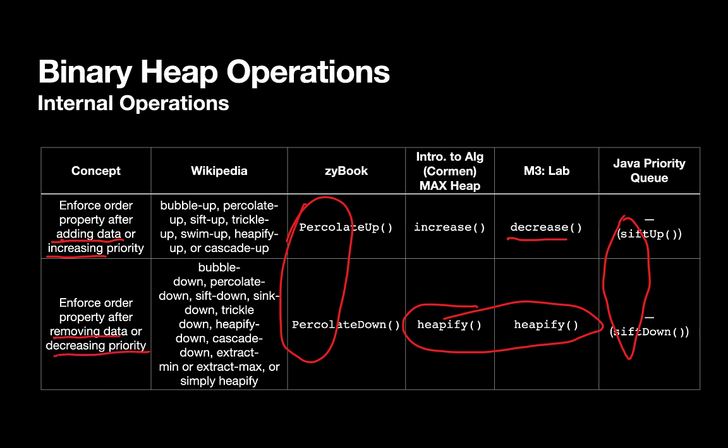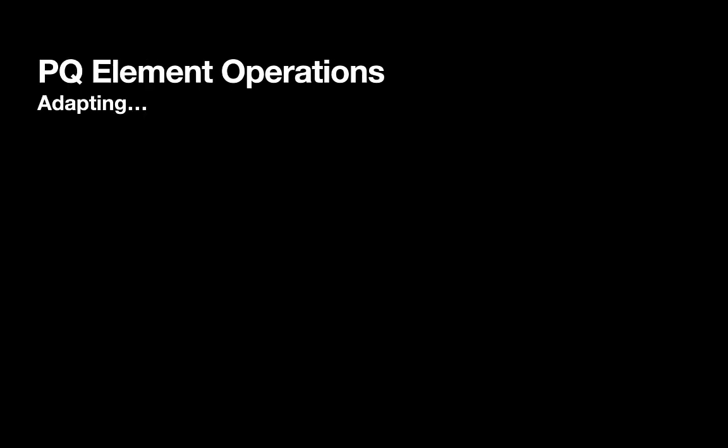And also the idea of removing data or decreasing the priority. In both of these cases, this idea of moving a node up or down is usually separated out and used as a part of the insert process, but it could also be used elsewhere. So to make the code reusable, those loops are broken out into their own separate piece.